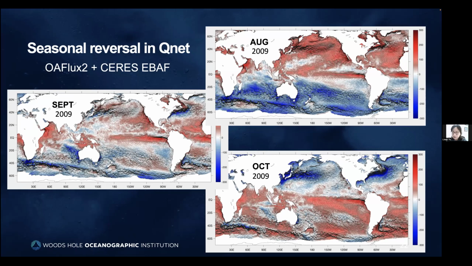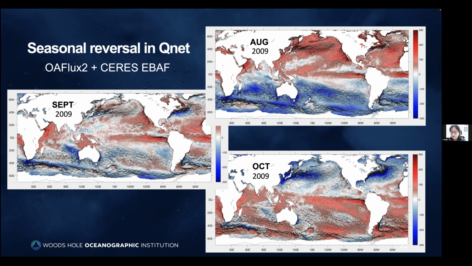So we want to see how the seasonal change in QNet, and especially the seasonal reversals in the net heat flux, which is a key characteristic of the climate system, shows the ocean's delayed response to surface forcings like solar radiation. And that is the three monthly means, again using 2009, in August, September, and October.